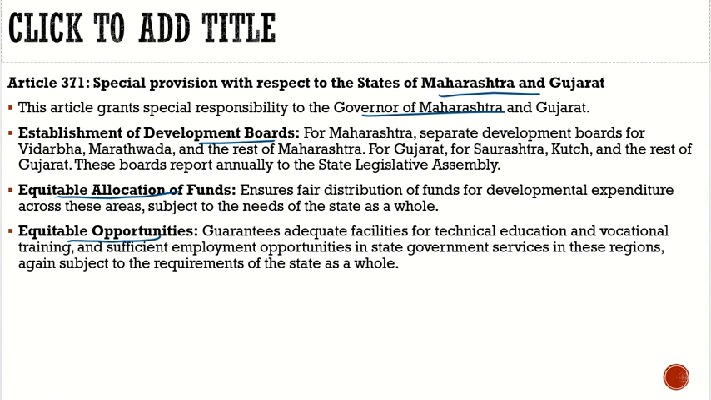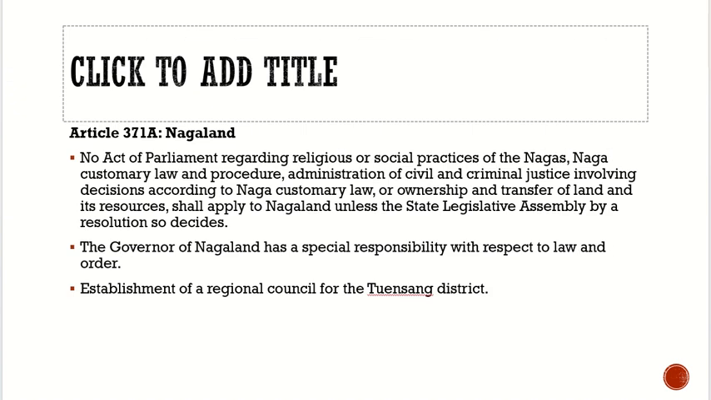Similarly, we have Article 371A for Nagaland. No act of the Parliament regarding religious or social practices of Nagas, Naga customary law and procedure, administration of civil and criminal justice involving decisions according to Naga customary law, or ownership and transfer of land and its resources shall apply to Nagaland unless the state legislative assembly by resolution so decides. So here, what is important for your exam? Please remember what are the articles and to what state they are related. So this is Article 371A related to Nagaland.